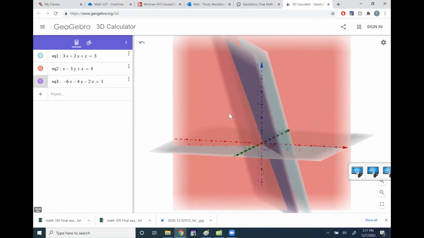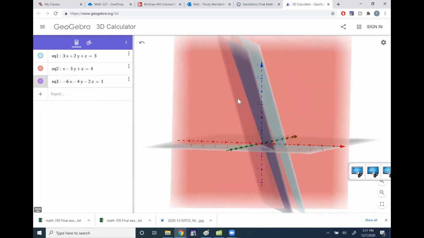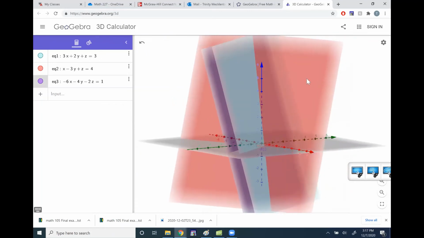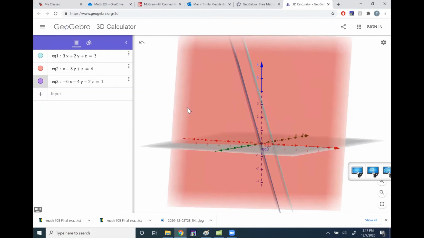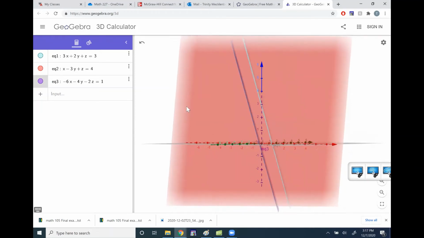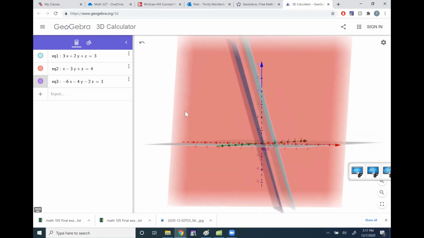Oh, this is a perfect picture. Look at that. There's nowhere where all three planes cross each other. The purple crosses the pink right here, the green crosses the pink right here, but the purple and the green never touch each other. They're parallel. So because they're parallel to each other, there's no place where all three planes cross, because those two never cross each other. So that's why we're getting no solution here. It's a good picture. Maybe I'll snap right there.